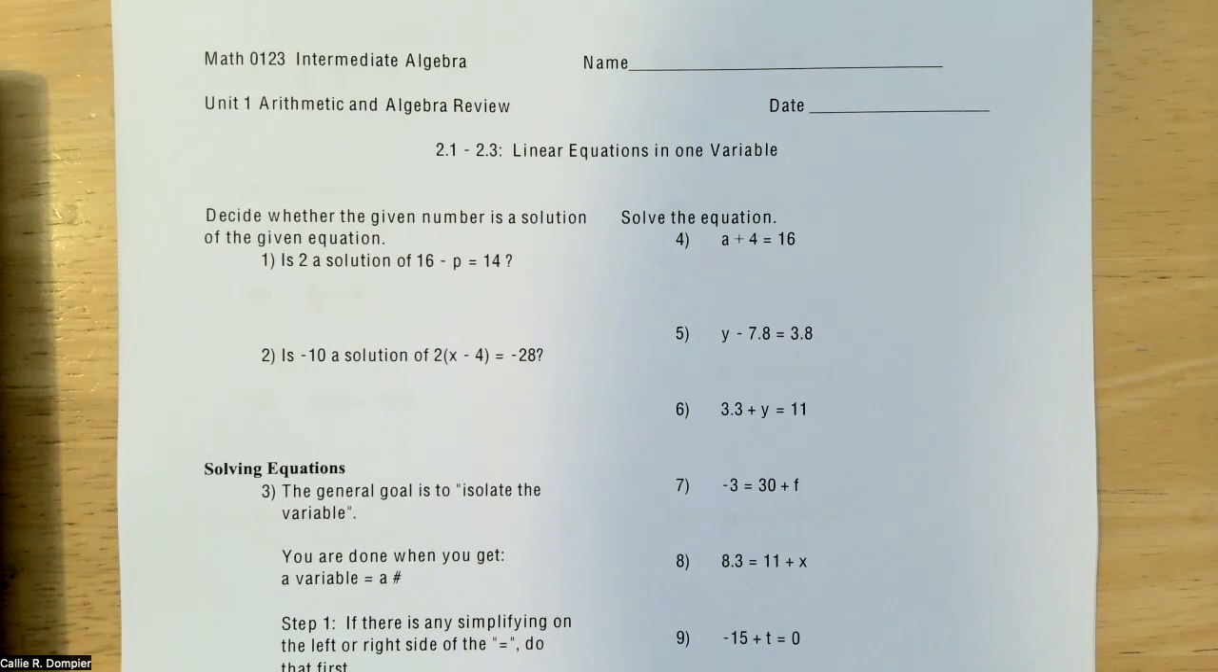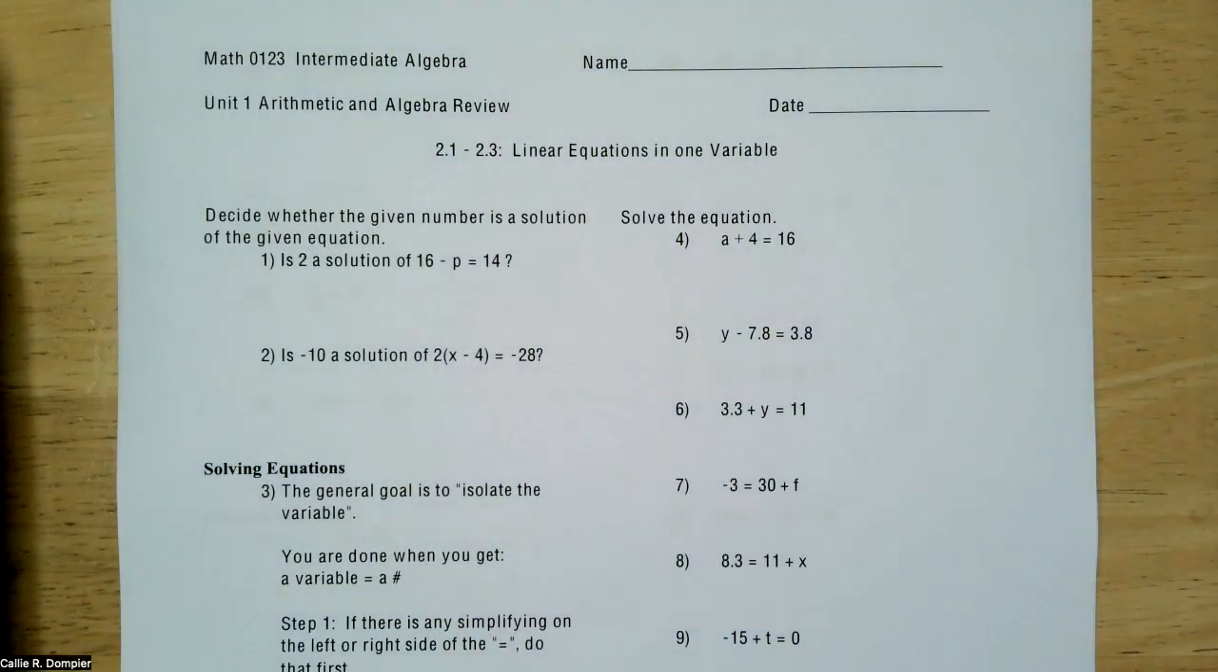Hey guys, this is Unit 1, 2.1, 2.3. What we're talking about is linear equations in one variable. And here we are. So equation just means it has an equal sign. And solution is just the answer, okay?